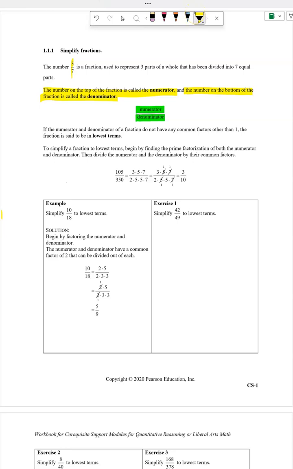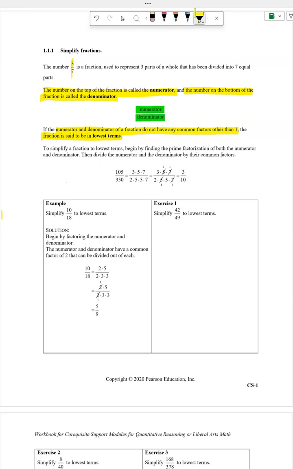If the numerator and the denominator of a fraction do not have any common factors other than 1, then that fraction is said to be in its lowest terms. So 3 and 7 are both prime numbers, so that would be in its lowest terms. Prime numbers are numbers that are only divisible by themselves and 1.